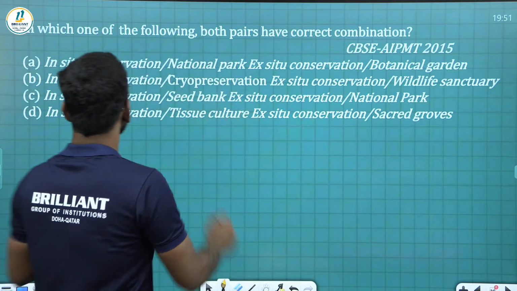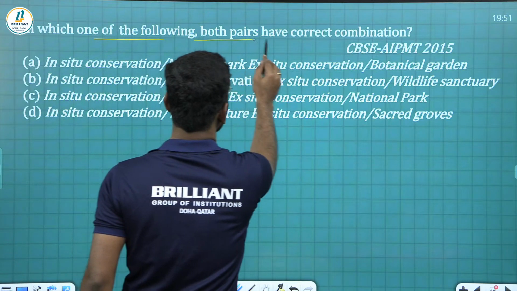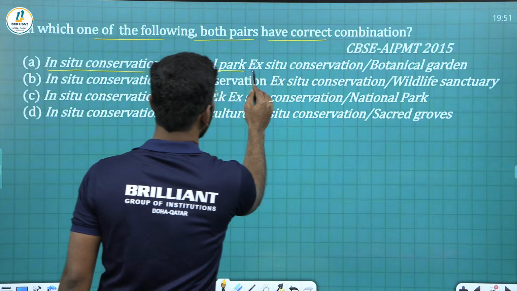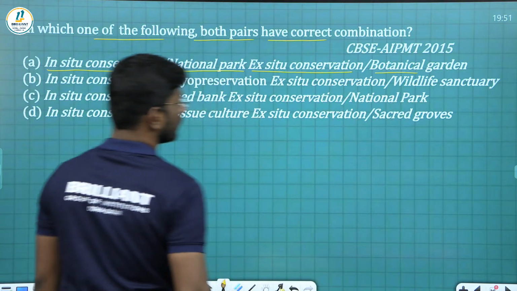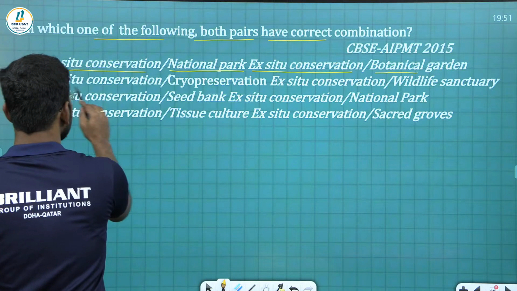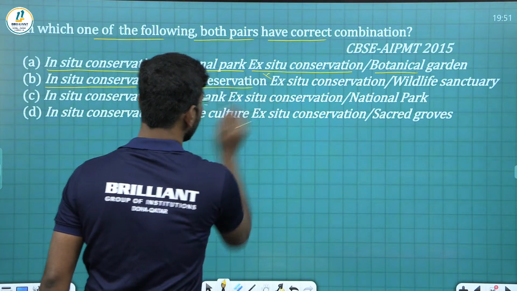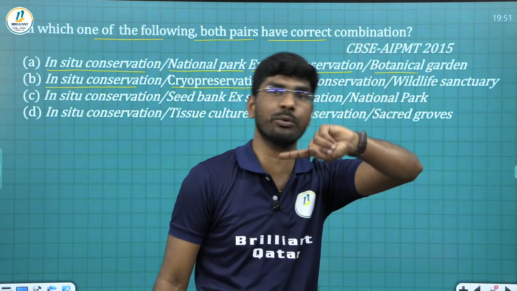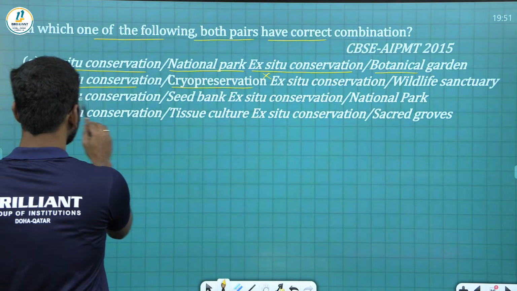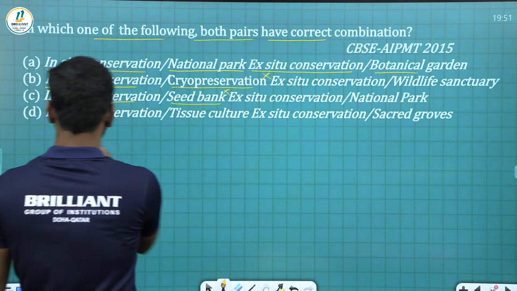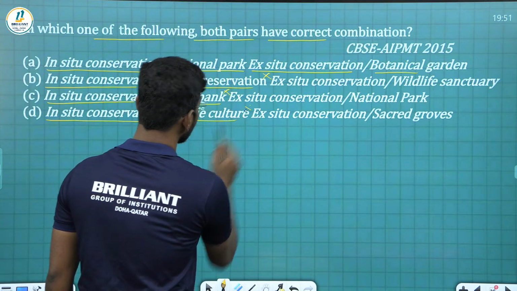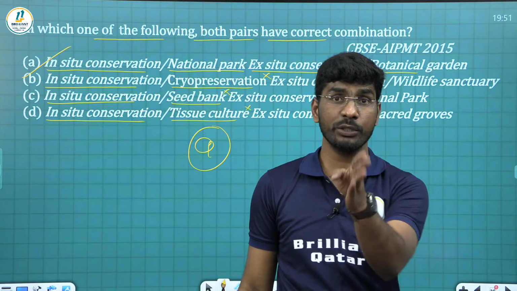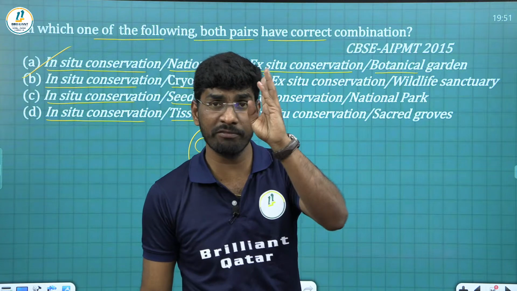Find out the correct answer. Which of the following pairs have the correct combination? In situ conservation, national park; ex situ conservation, botanical garden. Makes sense, right? In situ conservation, cryopreservation? No. Cryopreservation, gamete storage, organ storage, a particular tissue storage, is ex situ conservation. Leave it. Next, in situ conservation, seed bank? No. In situ conservation, tissue culture? No. So I can go with option A. Am I correct? Yes. Keep the ex situ and in situ examples in mind. Very, very important.